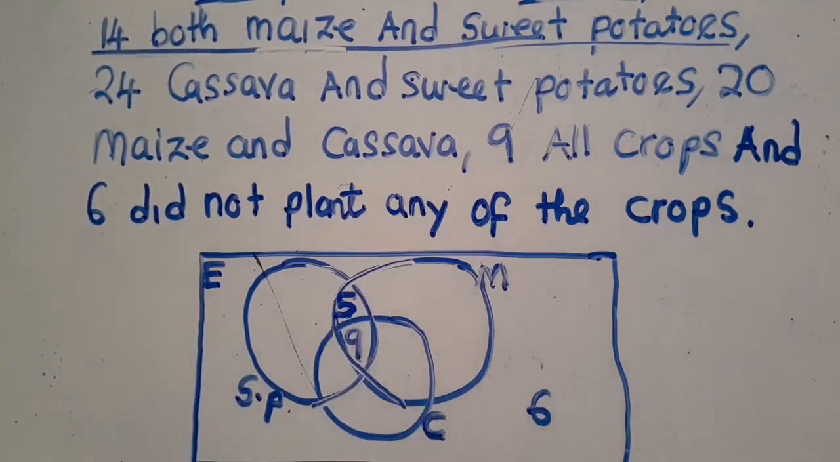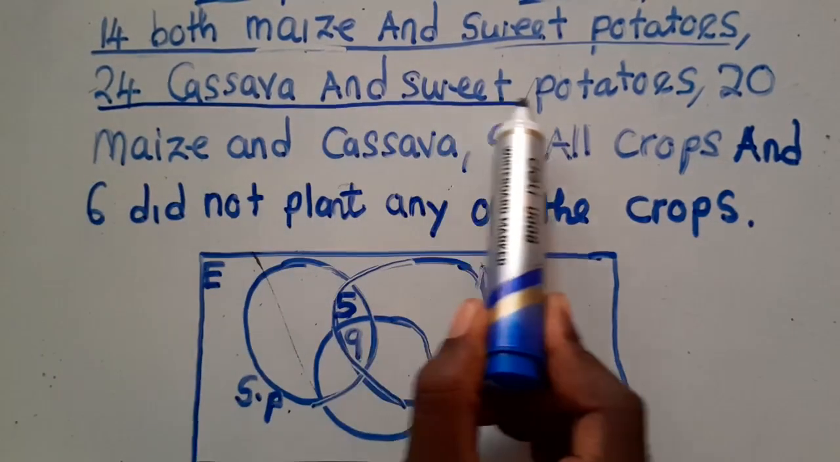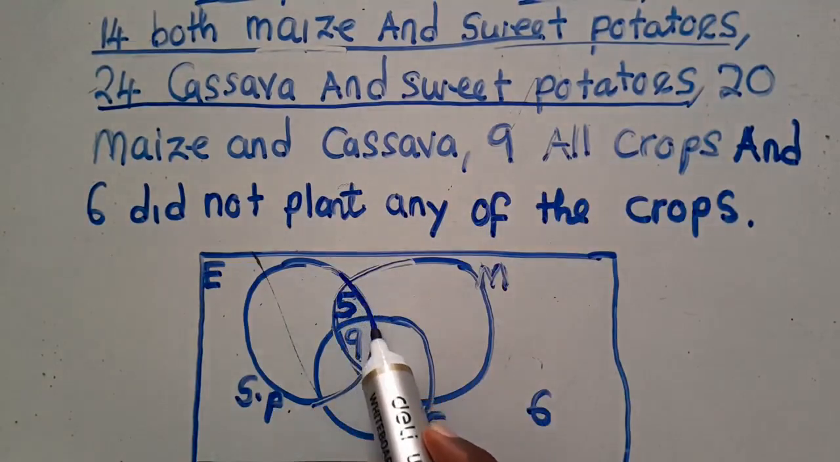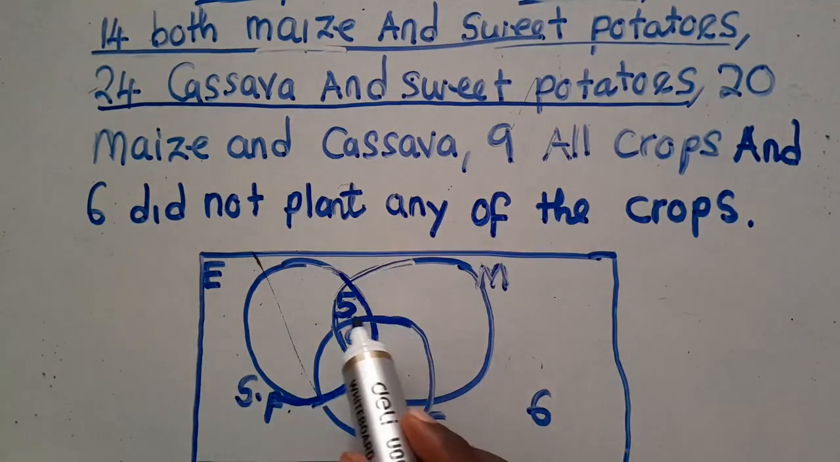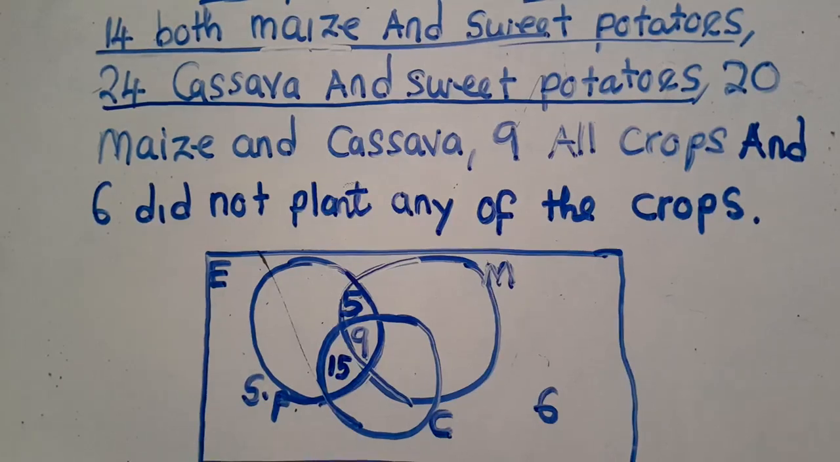Then I continue. Then it's saying 24 cassava and sweet potatoes. So this part is the part that is intersecting here. Have you seen? Even the 9 is included. So you say 24 minus 9. What are you going to get? You're going to get 15. So you put your 15 there. Hope you are seeing the way I'm filling up this Venn diagram.